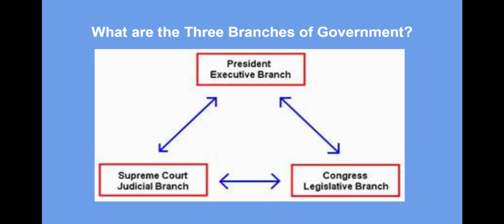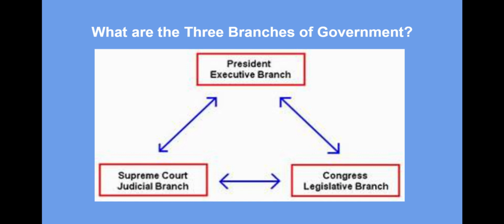This slide shows the 3 branches of government as well as who heads each branch. One branch is the executive branch, which is headed by the president. Another branch is the judicial branch, which is headed by the Supreme Court. The third branch is the legislative branch, which is headed by Congress.